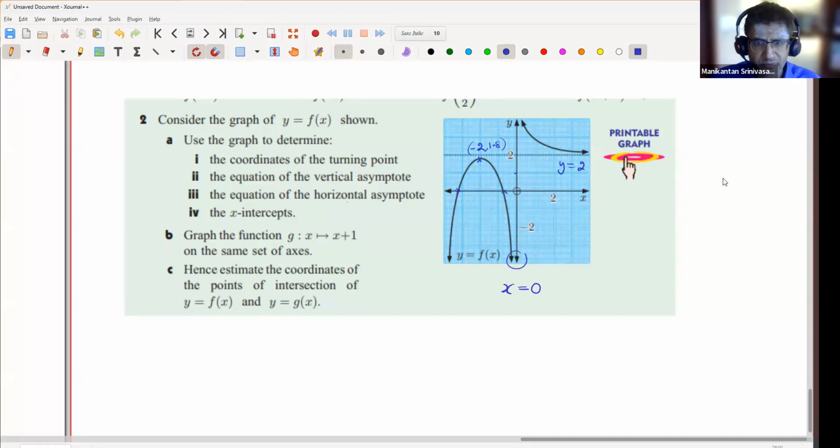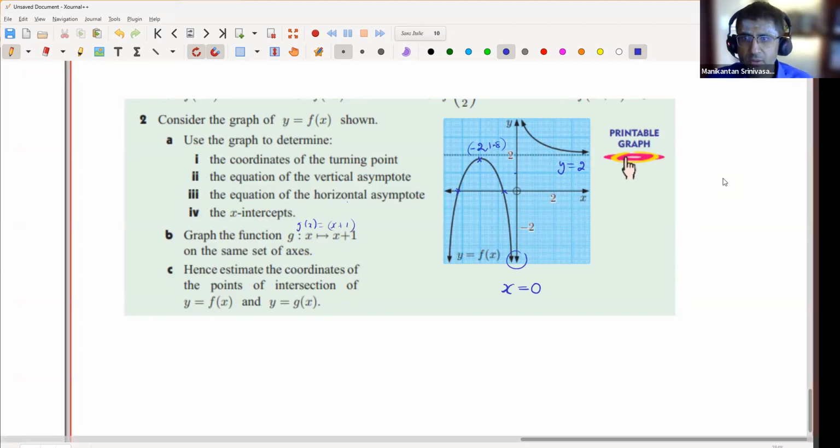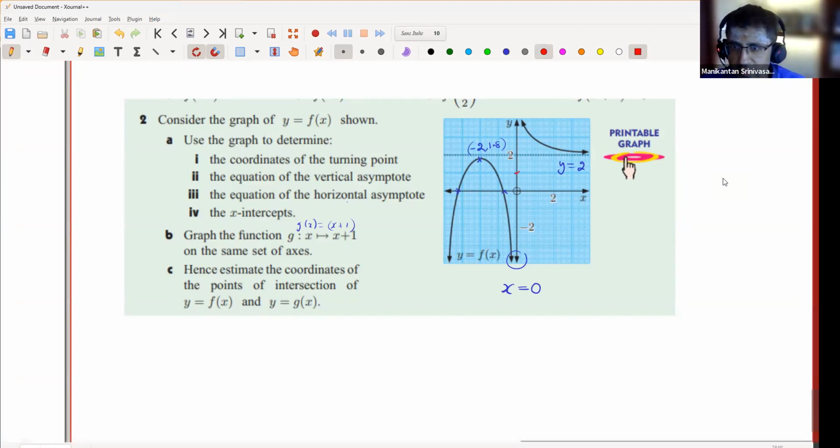Graph the function g of x equal to x plus 1 on the same set of axes. So x plus 1 will be a slope of 1. So it passes through like this.